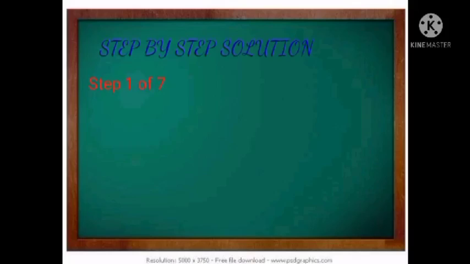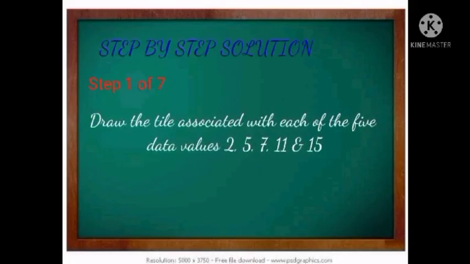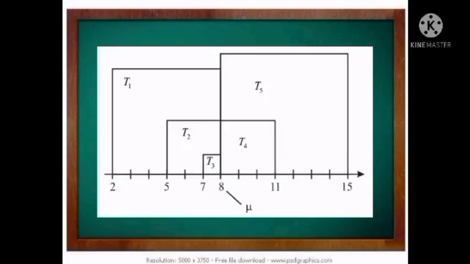Step 1 of 7. Draw the tile associated with each of the 5 data values, which are 2, 5, 7, 11, and 15. Consider the following data. This figure shows the tiles associated with each of the 5 data values: T1 for 2, T2 for 5, T3 for 7, T4 for 11, and T5 for 15.